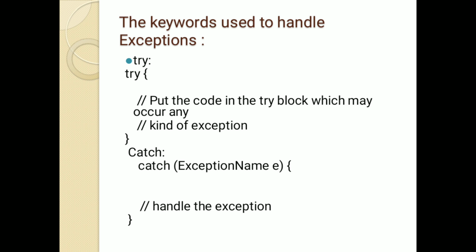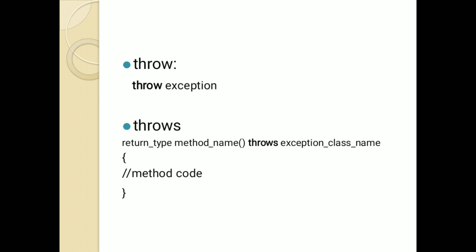When the exception is raised in the try block statements, that raised exception is handled at the catch block. Every catch block must be preceded by a try block. Without a try block, the programmer need not write the catch block. The throw keyword is used to throw an exception within the method. The syntax to throw an exception is throw followed by the exception name.